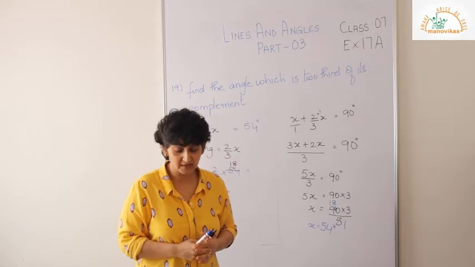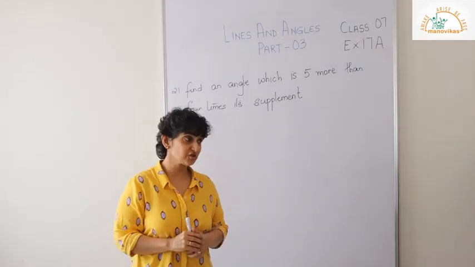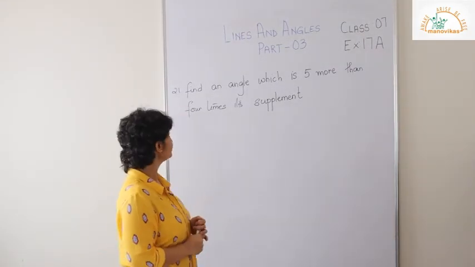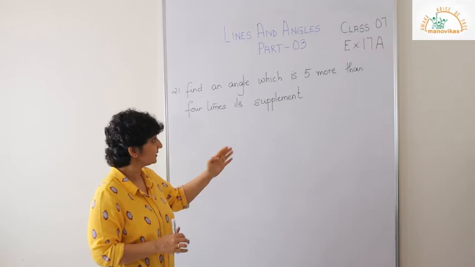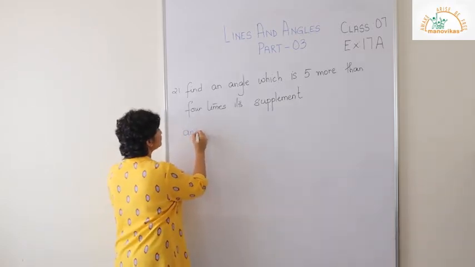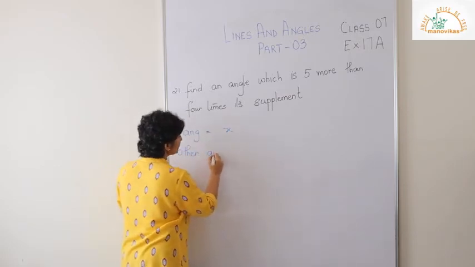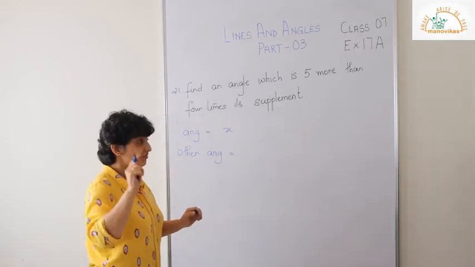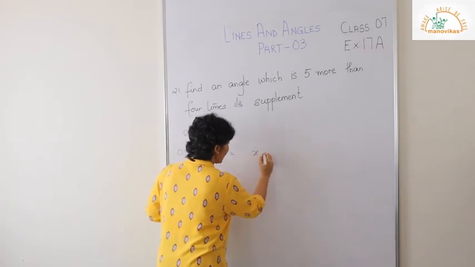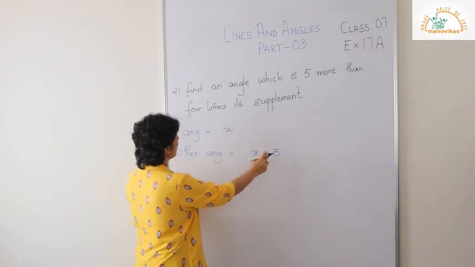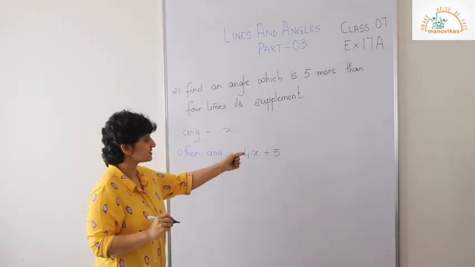Let's do the last question in this exercise, question 21. Alright children, this is the last sum of this exercise 17a. Let's read it. Find an angle. So let your angle be equal to x, correct? And then let's see what is the other angle. Now they are saying find an angle which is 5 more than 4 times its supplement.